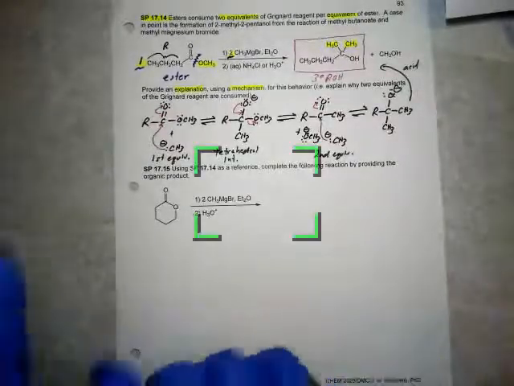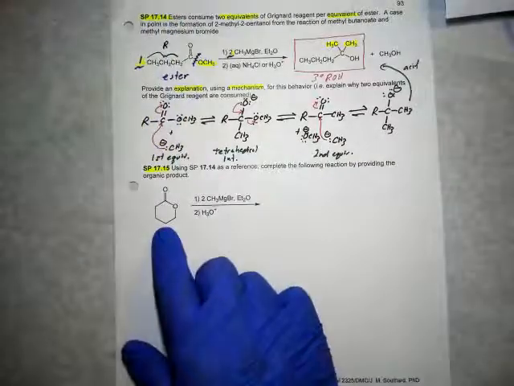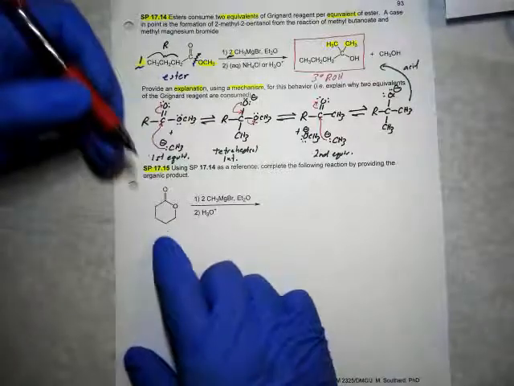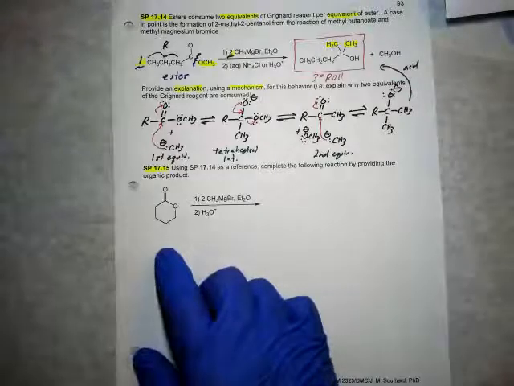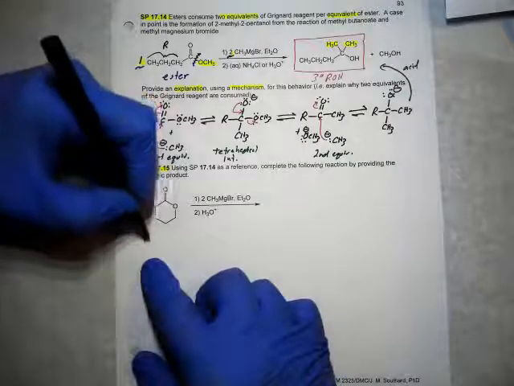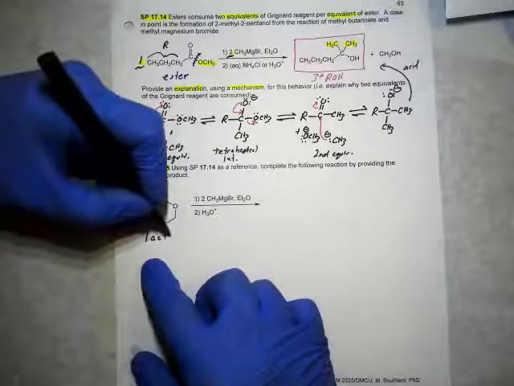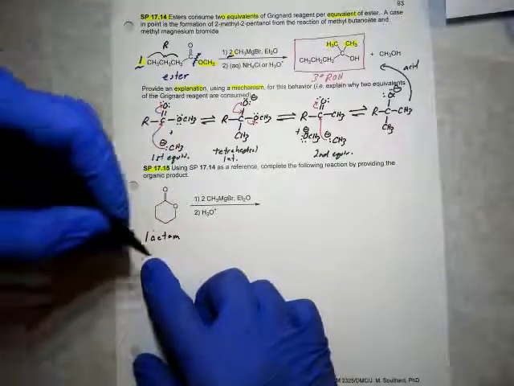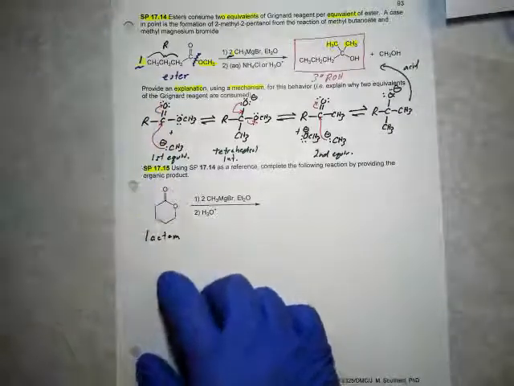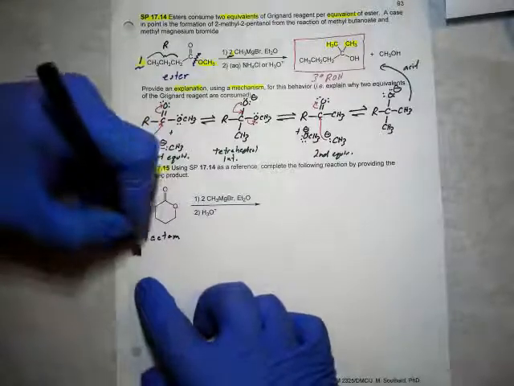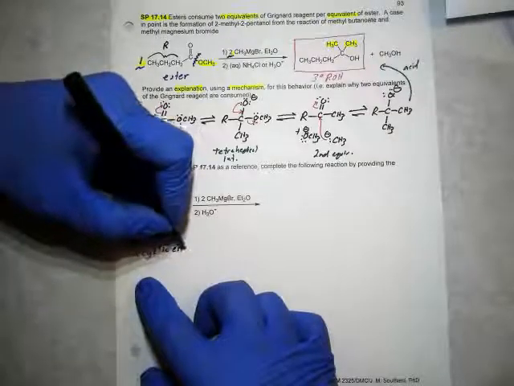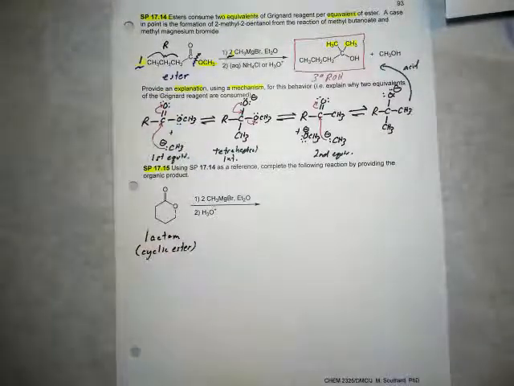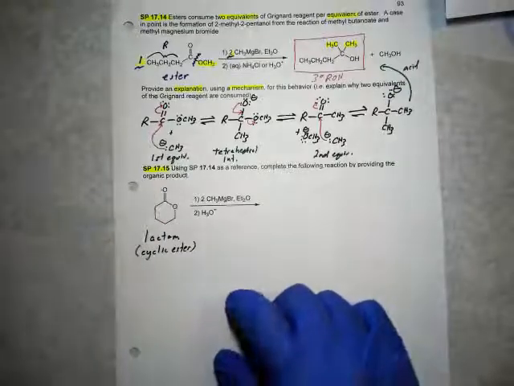Alright, we have one more problem to go. And folks, this is a cyclic ester. Cyclic esters have special names. They're called lactones. This is an example of a lactone, which is a cyclic ester. But the important thing is we have the ester moiety here.